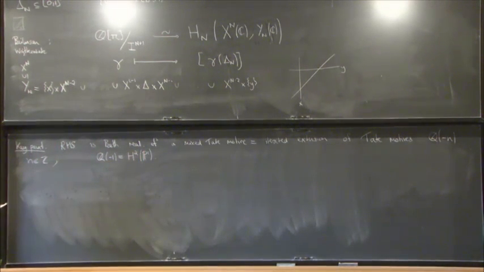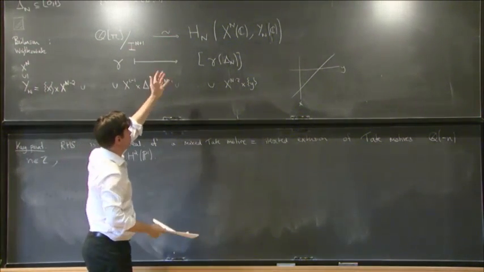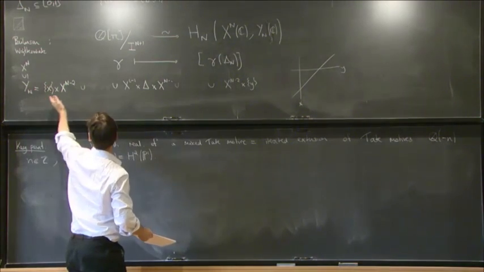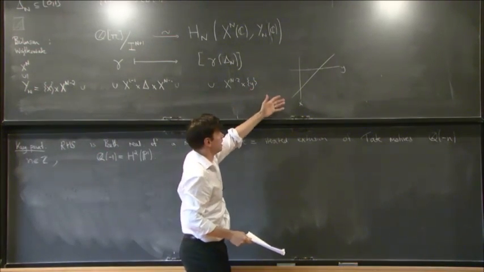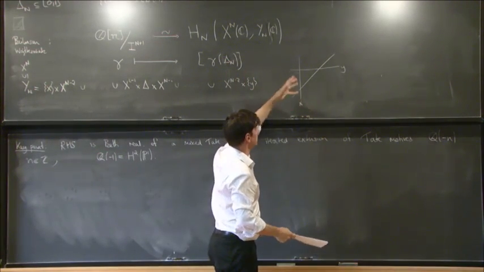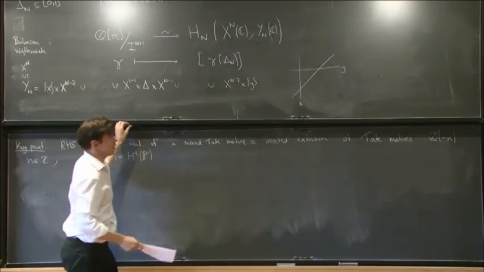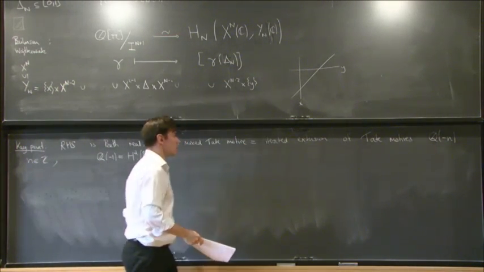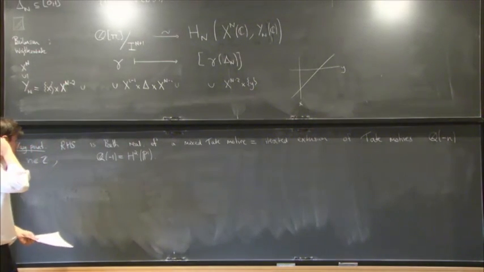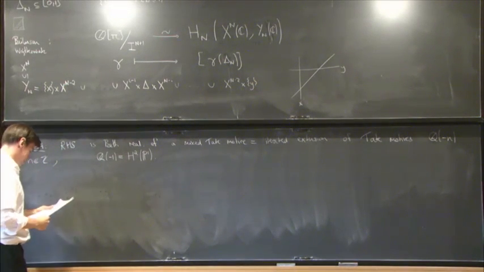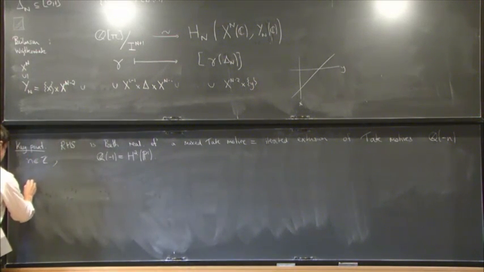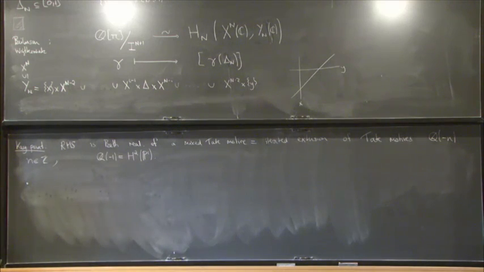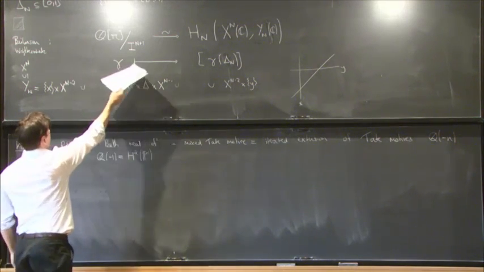So this is kind of clear because X itself is just P1 minus some points, and the product of X is what it is, and Y is built out of hyperplanes. So it's kind of clear that this cohomology is built out of the cohomology of projective spaces. So we expect such a thing to be an iterated extension of Tate motives. That's kind of clear.